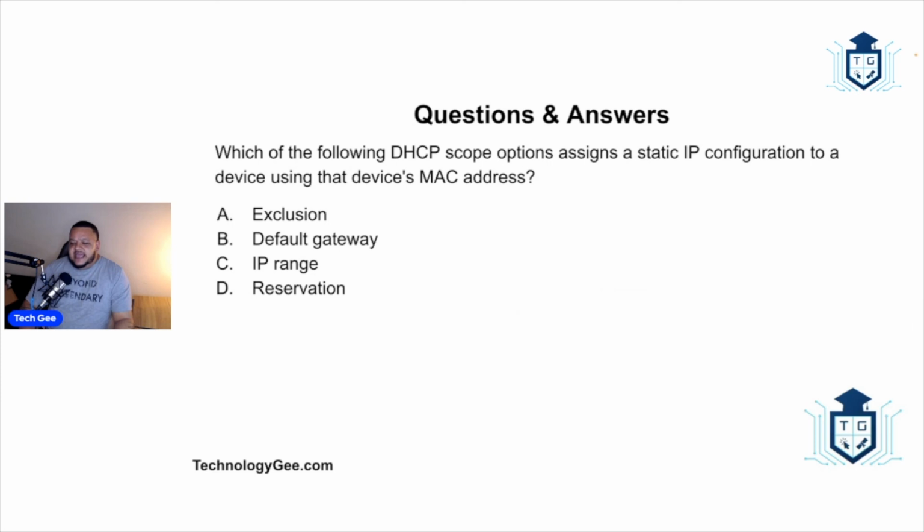Which of the following DHCP scope options assigns a static IP configuration to a device using the device's MAC address? Would this be exclusion, default gateway, IP range, or reservation? This will be reservation. So basically, you're just reserving an IP address, right? You might want to give a printer a static IP address within the network so that no other device can get that IP, and then that device is always found because it's going to be the same IP over and over again.